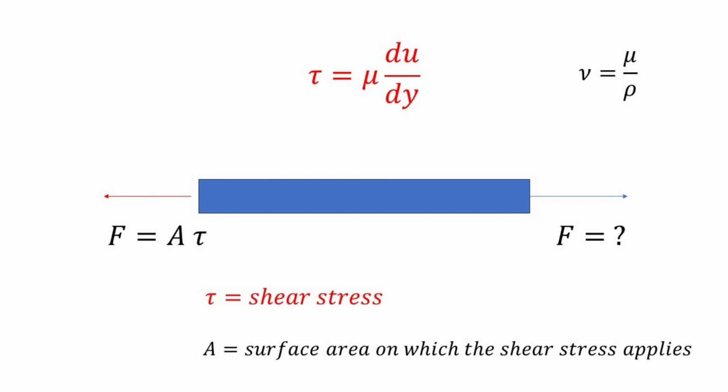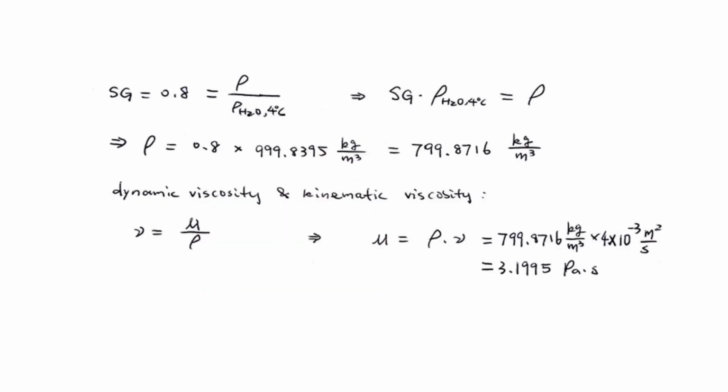In the viscosity equation, we need to know the dynamic viscosity μ, but we are only provided the kinematic viscosity ν. Therefore, we will have to calculate the dynamic viscosity from the kinematic viscosity. We are told that this fluid has a specific gravity of 0.8. According to the definition of specific gravity, it is the ratio between the density of the fluid and the density of water at 4 degrees Celsius.